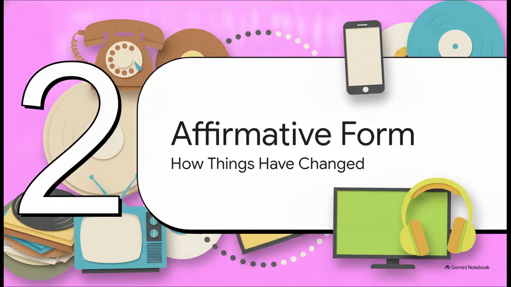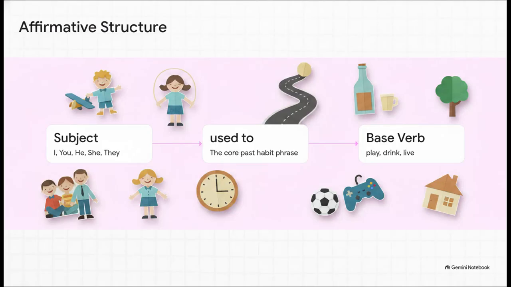Okay, let's look at how we actually build this, starting with the affirmative. I want you to think of this literally like a simple math equation. You just start with your subject, so I, you, he, she, or they. Then you plug in our magic phrase, used to, and finally, you just attach the base verb, things like play, drink, or live. You don't even need to conjugate that final verb into the past tense because the used to does all the heavy lifting for you. Subject plus used to plus the base verb, boom, easy as that.